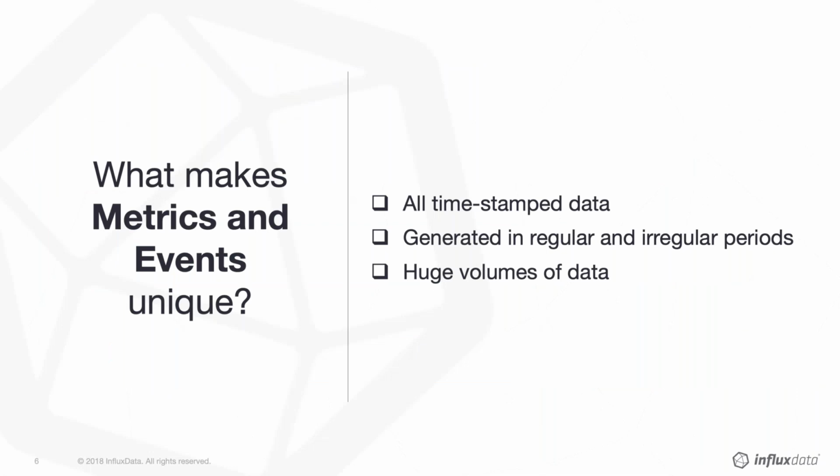So we talked about metrics and events, and before we go and talk about the time series platforms, let's understand what metrics and events are. What are the different attributes for metrics and events? How are they different? And what are the common things between metrics and events? So they're both timestamp data. Metrics and events, you can use them in a similar connotation. They're all timestamp data. Metrics are generated in a regular fashion, and events are generated in an irregular fashion.